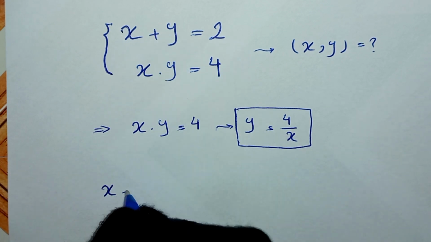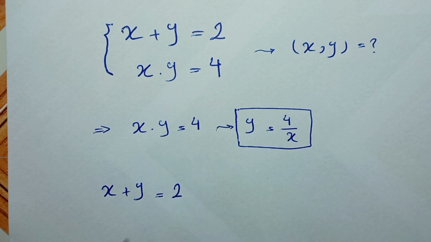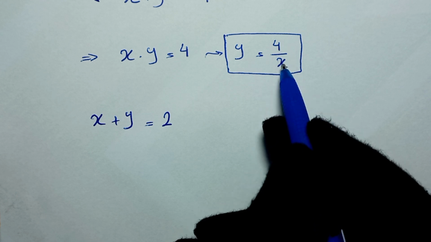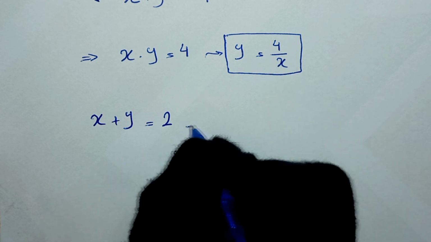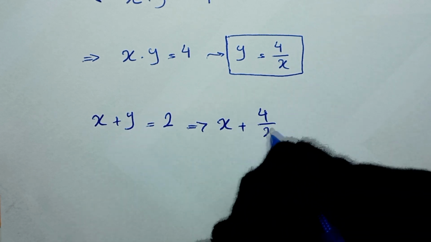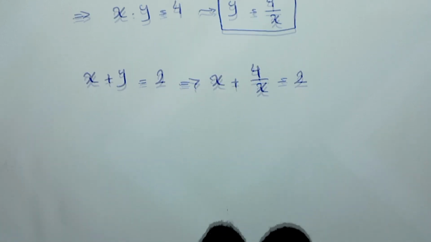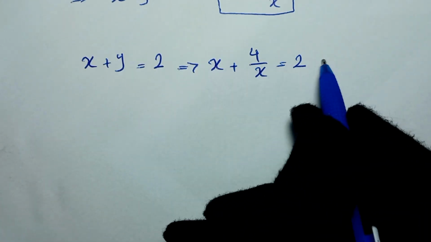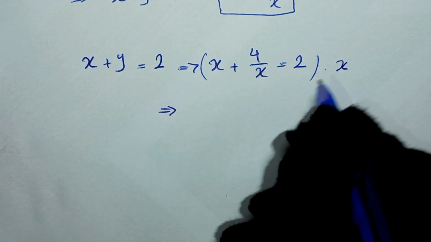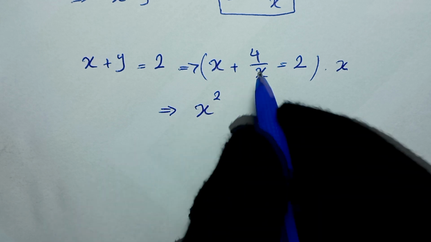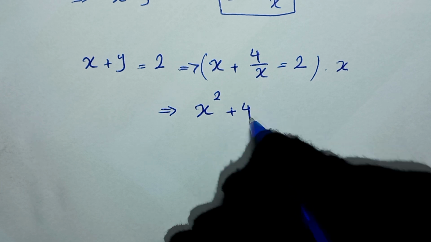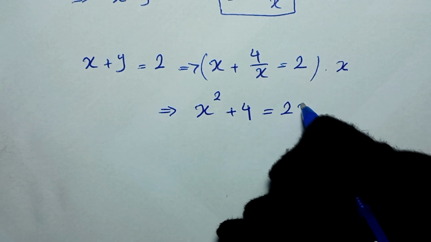In the next step, we write this equation, x plus y is equal to 2, and here we substitute y is equal to 4 over x. So it will be x plus 4 over x is equal to 2. And in the next step, we multiply both sides of this equation by x. So x times x is x squared, and 4 over x times x is 4, and it is equal to 2 times x, which is 2x.